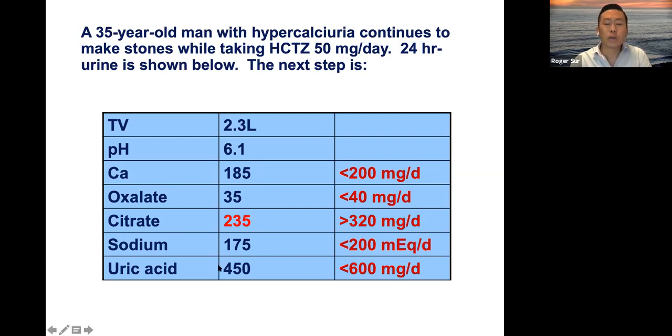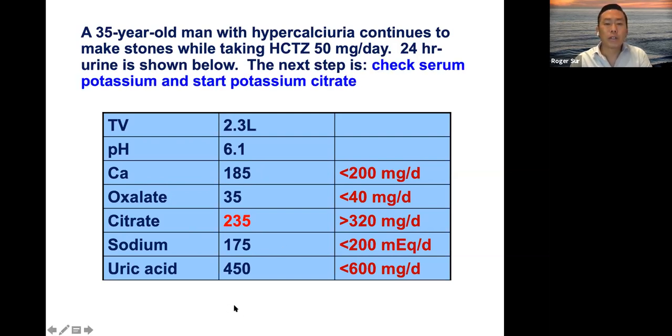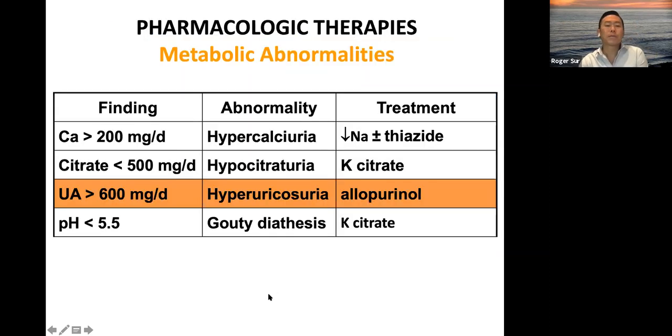And so what is the treatment? The treatment is you want to check the potassium level because we know that he's wasting potassium from the HCTZ, and start the patient on potassium citrate so we can get that citrate level up. And until you get this up, they'll still continue to form stones. The third of the four things is hyperuricosuria.